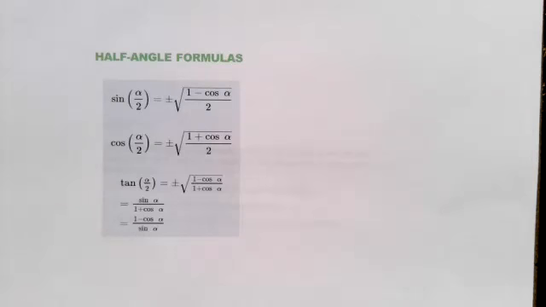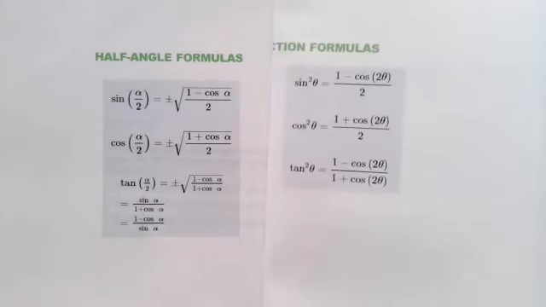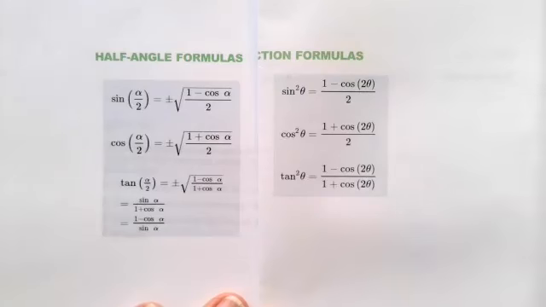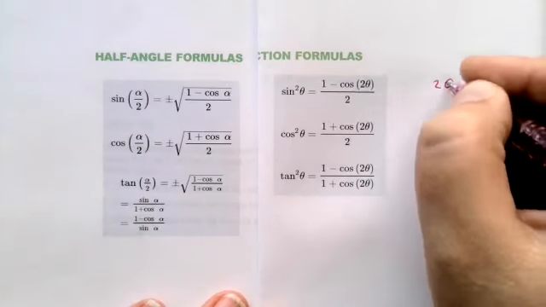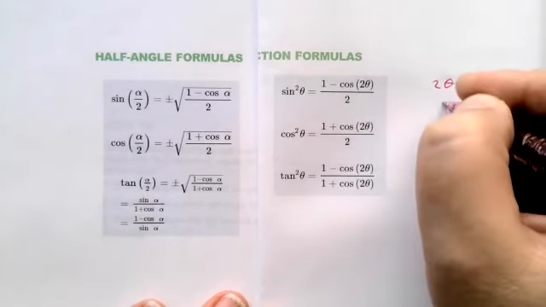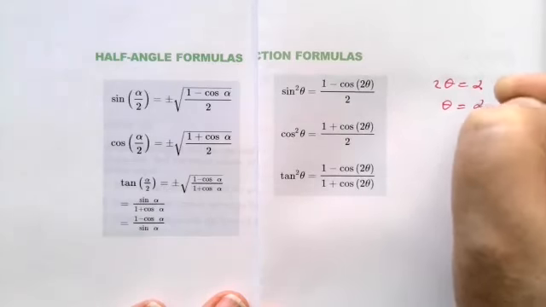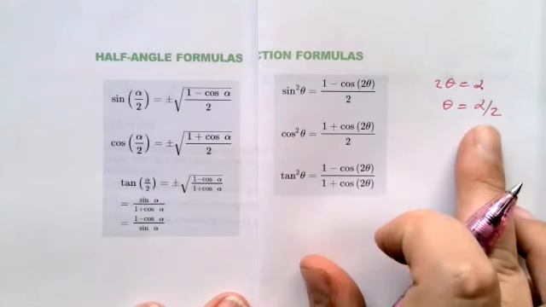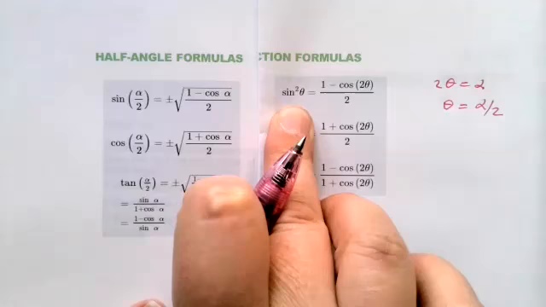So the next set of formulas that we're going to be talking about are called half angle formulas. Now let's talk about where half angle formulas came from. We took our power reduction formulas and said, what if we say that 2 theta is actually alpha? Then theta is alpha divided by 2, right? And that's what we substituted in.